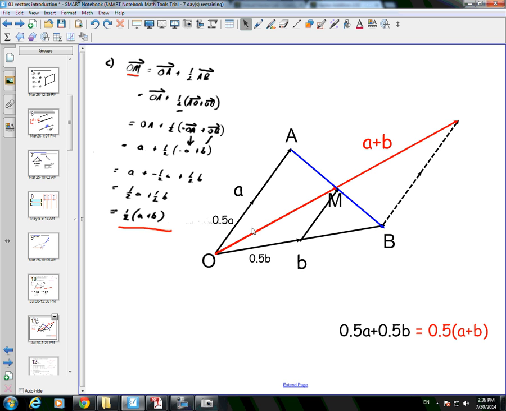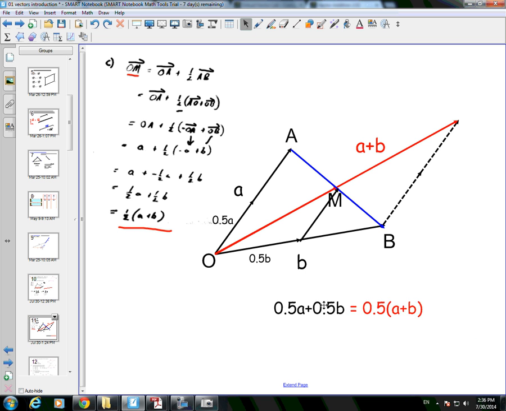Here is the vector A right here, added to the vector B right here, and that gives us the long red vector. But I found half of A plus B is right there. The vector OM is half of the vector A plus B. I don't know if that makes sense to you, but it makes sense to me. Here's what I recognized here.